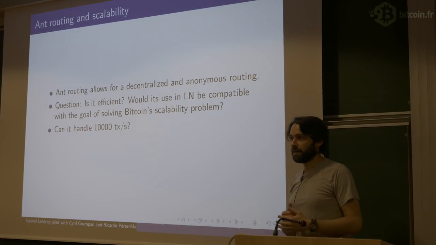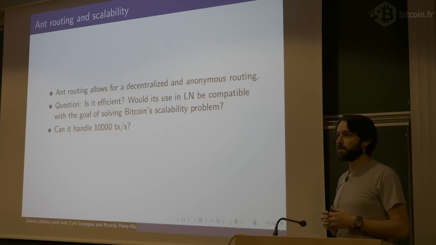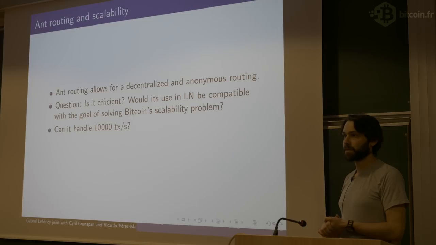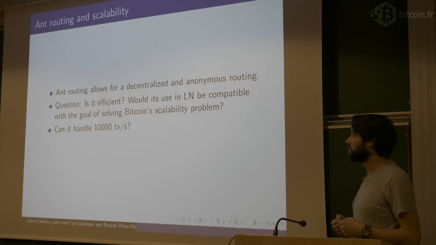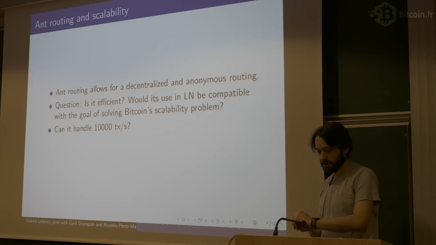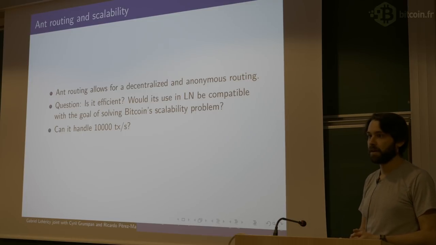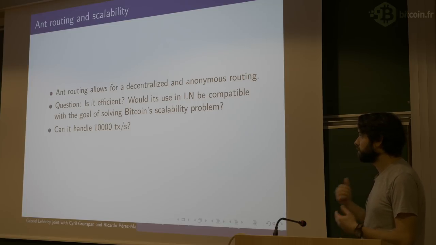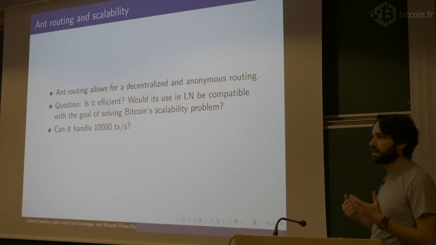So I just explained the rough idea of the ANT routing. Now, this routing allows for decentralized and anonymous routing. So note that in this routing algorithm, all the nodes do the same thing, and they don't need to know anything about the network except who their neighbors are. They don't need any knowledge of the topology of the network. Now, the question is, how efficient is this algorithm? And is it compatible with the goal of solving the Bitcoin scalability problem? And for example, if you want to ask a very explicit question, could this algorithm handle 10,000 transactions per second?